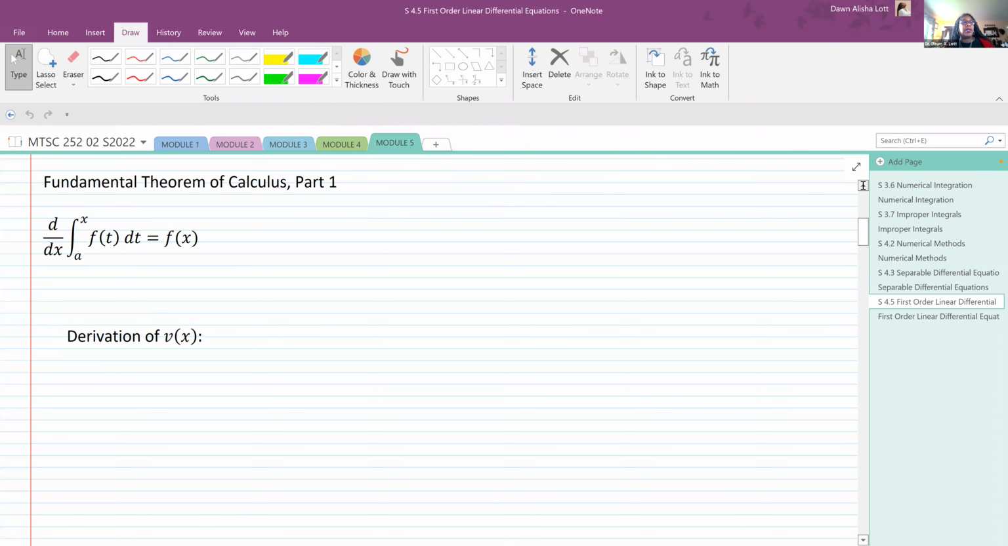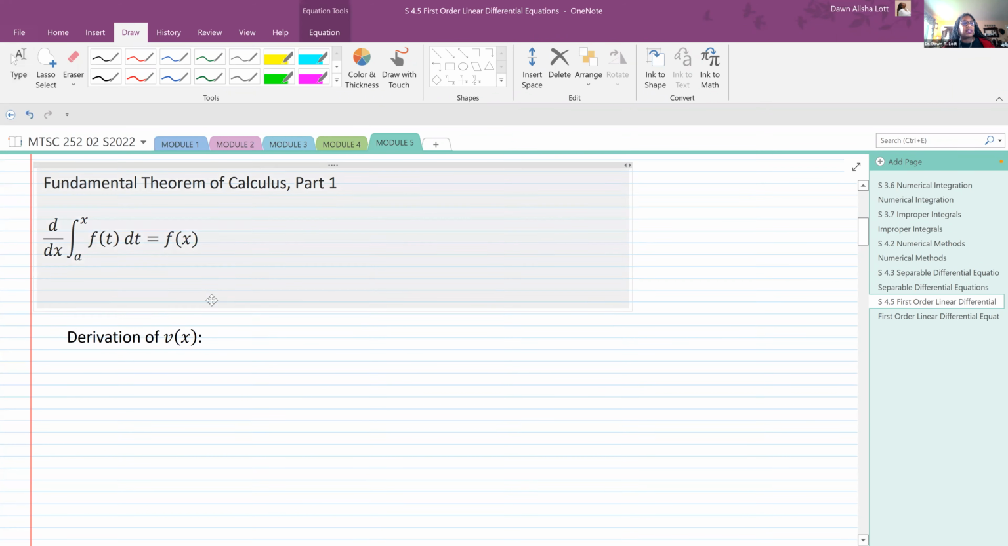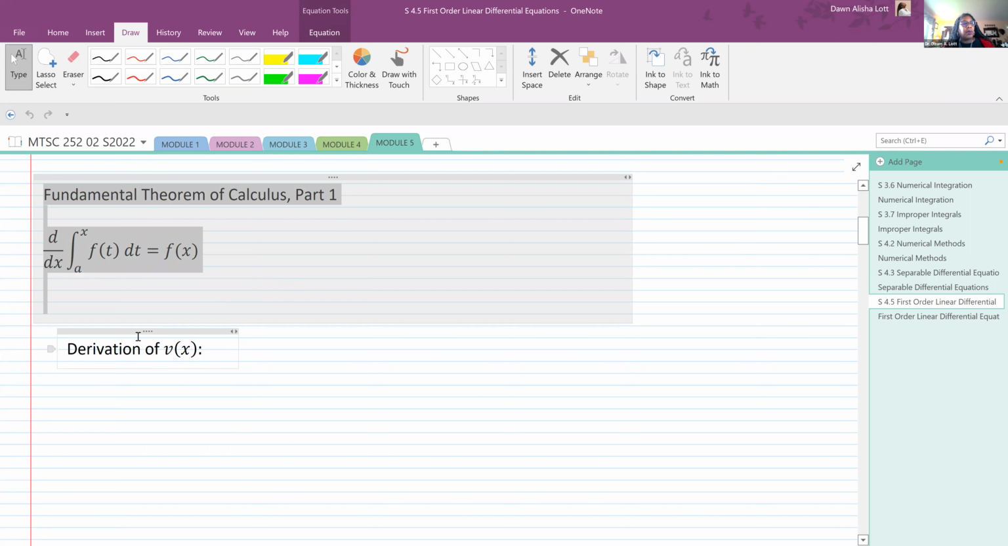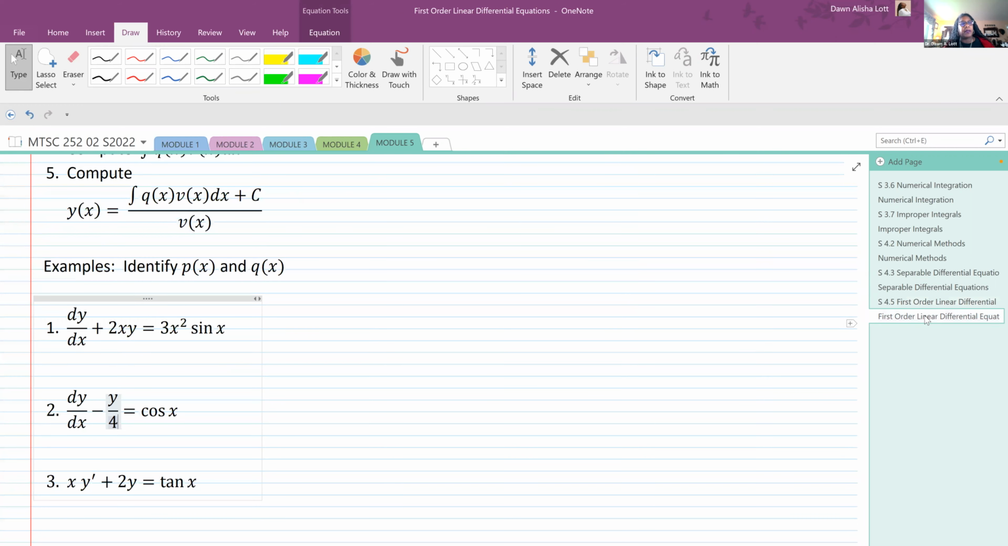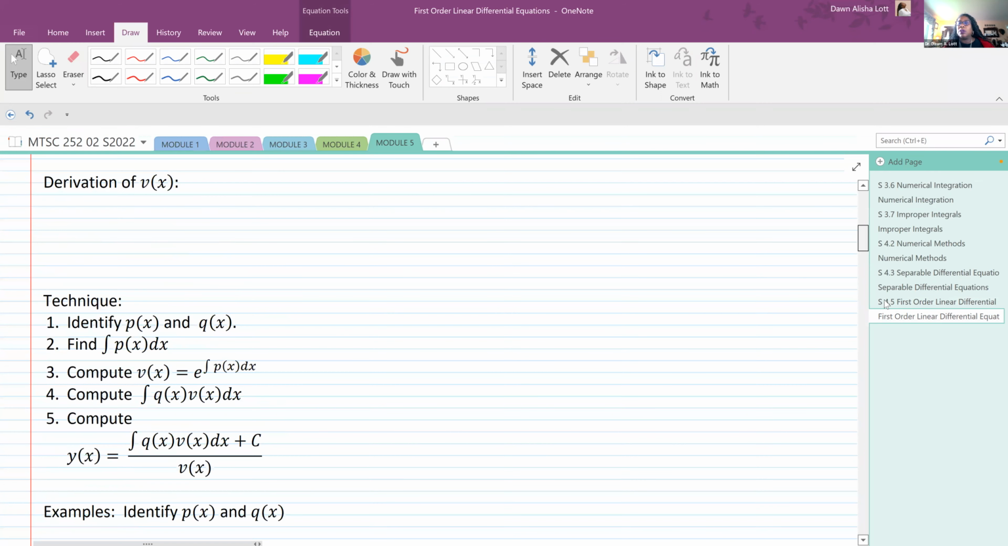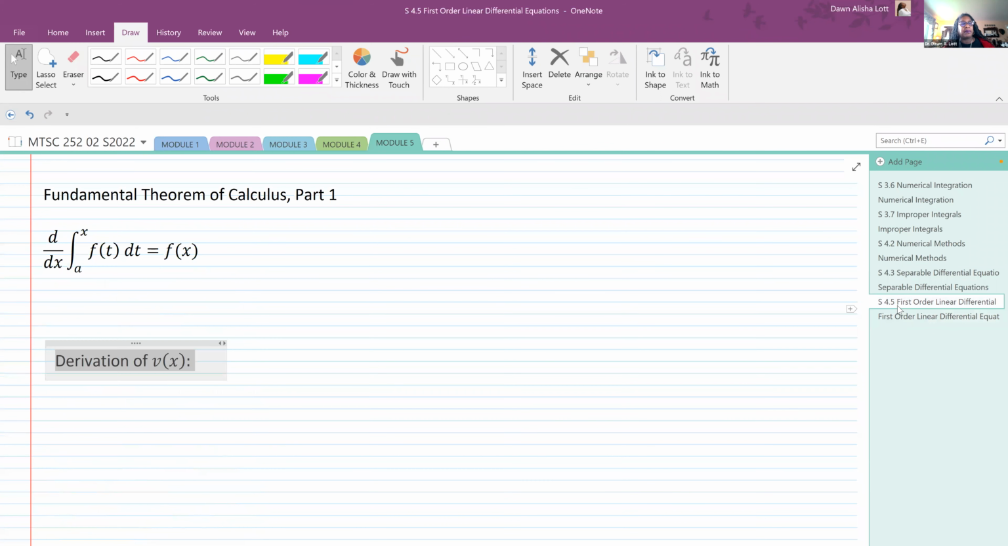Okay, so we're going to use the fundamental theorem of calculus, part 1, in order to be able to get this integrating factor. So let's derive v, which is going to seem like, what in the world is she doing? But once we figure out what v is, then life becomes simple. I just want to go ahead and derive v.